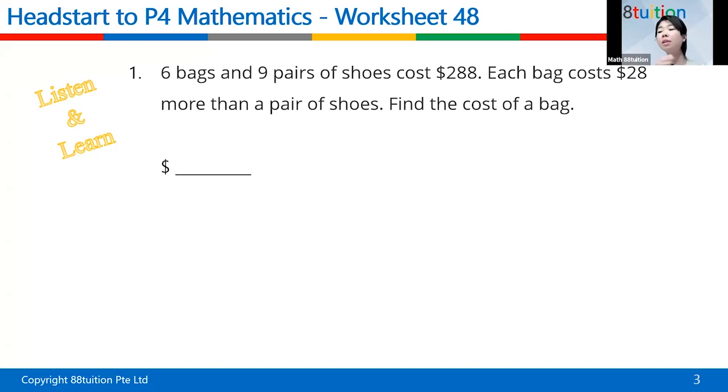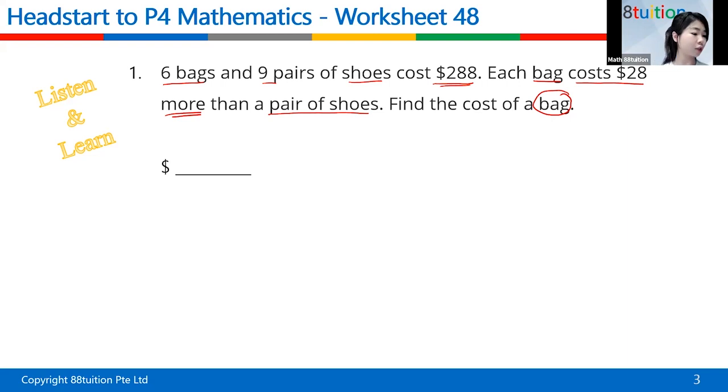Now, this is a question that I believe you might not have seen in school before. Okay, the model drawing is a bit unique. So you all will need to look very closely at how I do this question. Okay, so we have 6 bags and 9 shoes. We know the total amount. We also know that one bag costs 28 more than the shoes. We are asked to find the cost of a bag.